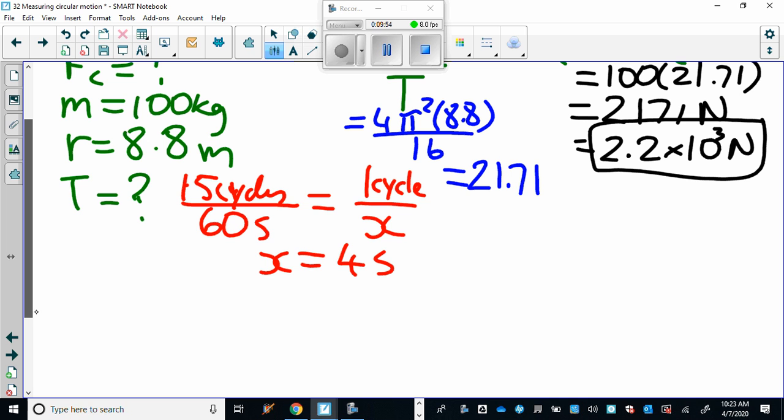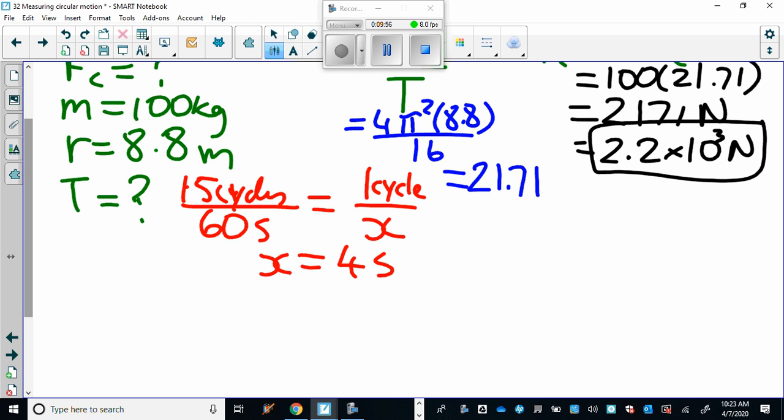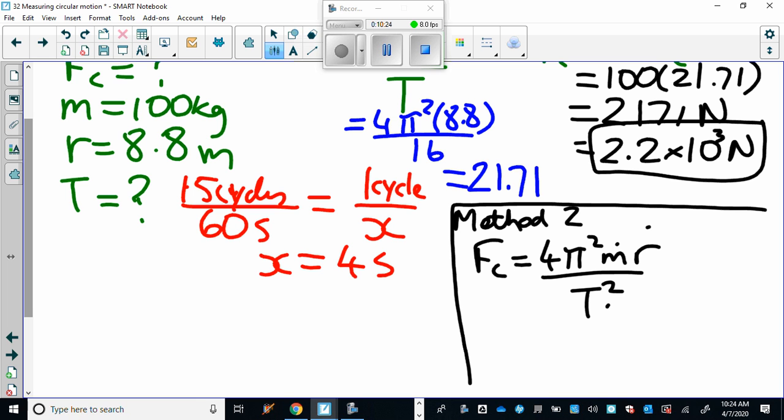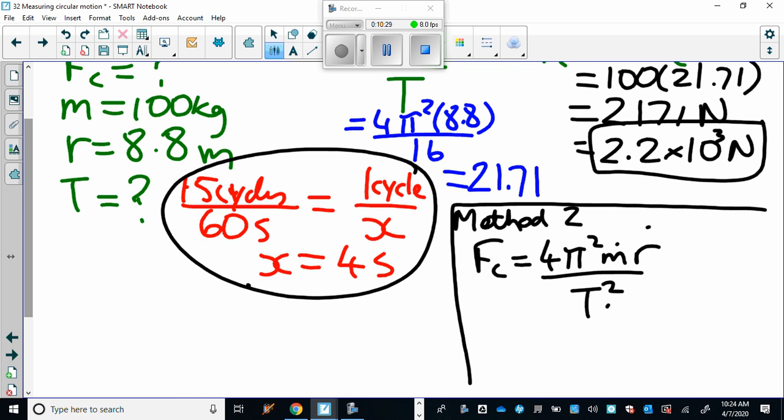And if you did want to use the other formula that we derived, over here, then that formula is going to be 4 pi squared m r over t squared. And as you can see, by using that formula, we have m, we have r, we have t. So it's just one formula. It's just this step here to find out the period, and then into one formula. You're going to get the same answer.